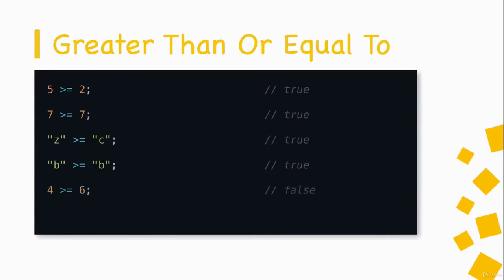However, if the first value is not greater than the second value, or they're not equal as well, it returns false. So 4 is greater than or equal to 6 returns false, because 4, first of all, is not greater than 6, and it's not equal to 6 as well. So neither returns true, so it's false. And similarly, string C is greater than or equal to string D returns false, because string C is not greater than string D, and they're not equal as well.